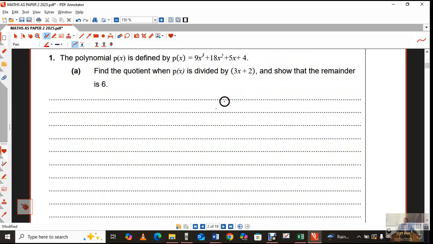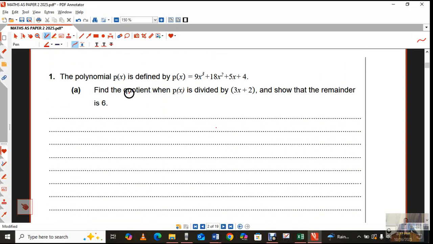You can obviously use long division in order for you to calculate this, but I'm going to use synthetic division, just because I want to explain something. So when it comes to synthetic division, let's say we take the 3x plus 2 equal to 0. If you solve here for x, you'll see that x will be negative 2 divided by 3.